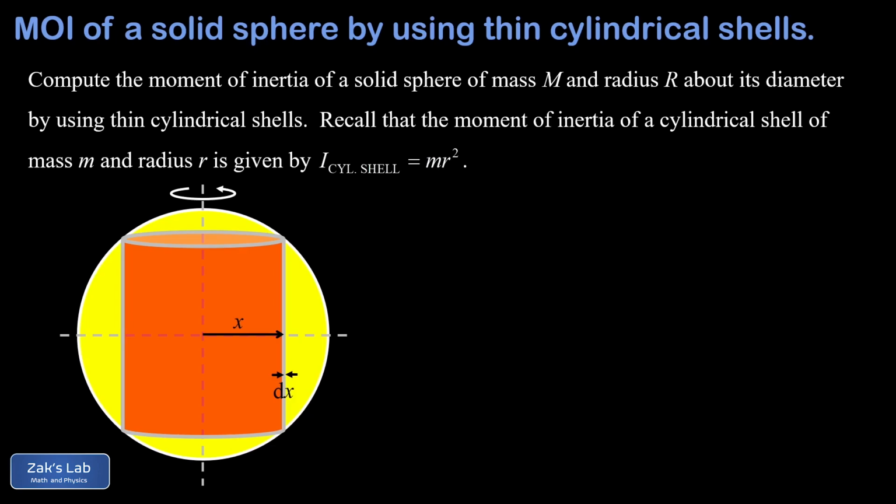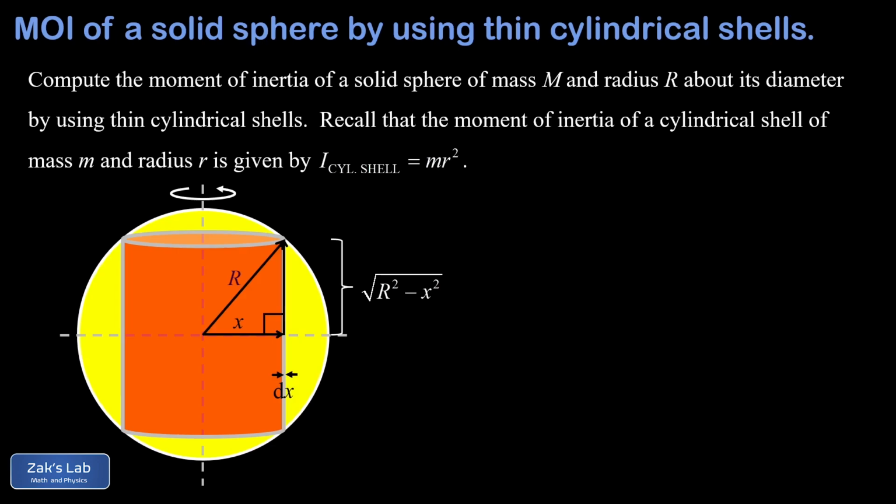Next, we want to express the height of the shell in terms of x, and we start by realizing that the distance from the center to the point at which the shell touches the outer surface, that's still big R, the radius of the sphere. And this allows us to find half the height of the shell using the Pythagorean theorem. So that turns out to be the square root of r squared minus x squared, because if I square that thing and add it to x squared, I'm going to get r squared and satisfy the Pythagorean theorem.